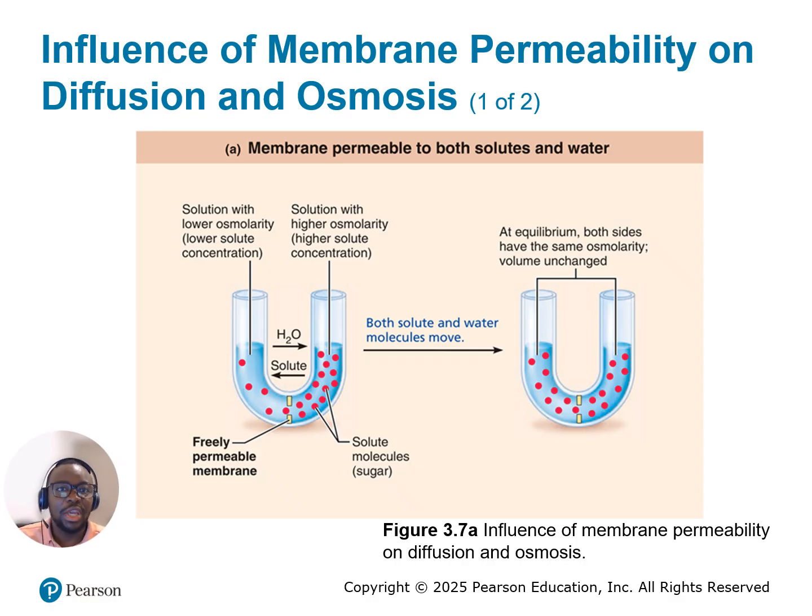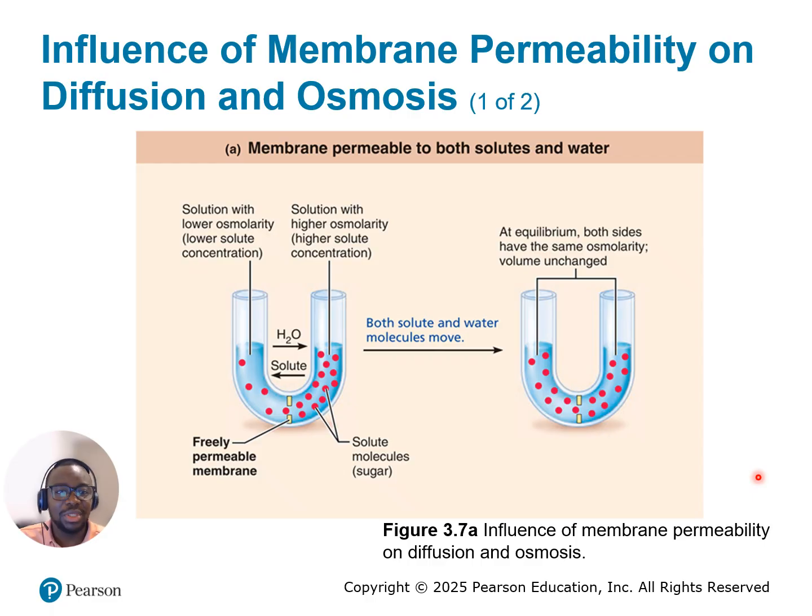This figure shows a U-shaped glass tubing containing two different solutions. The left compartment of the tube contains a solution with lower osmolarity or lower solute concentration. The right compartment of the tube contains a sugar solution with higher osmolarity.